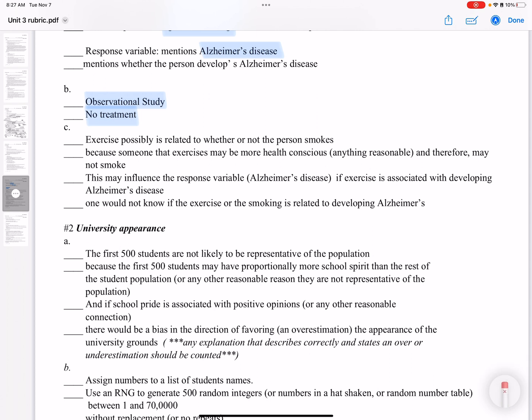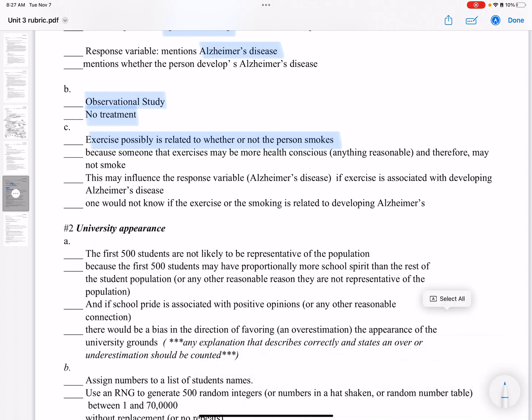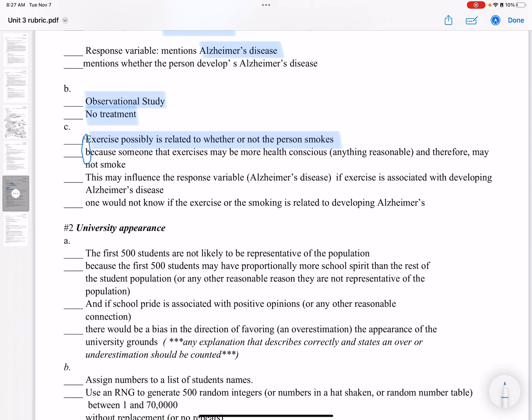So we're going to say exercise status is possibly related to whether they smoke. Someone might also say a healthy lifestyle. These two kind of go hand in hand, honestly. If they got one, they probably got the other. Because someone that exercises might be more health conscious, you're going to say that it's possibly related. So the big thing they need to say is that if they exercised, it might influence the response variable. It needs to build a connection.